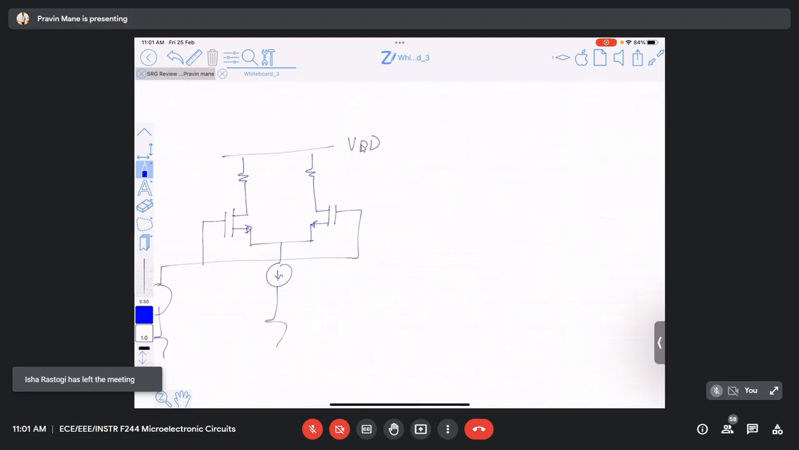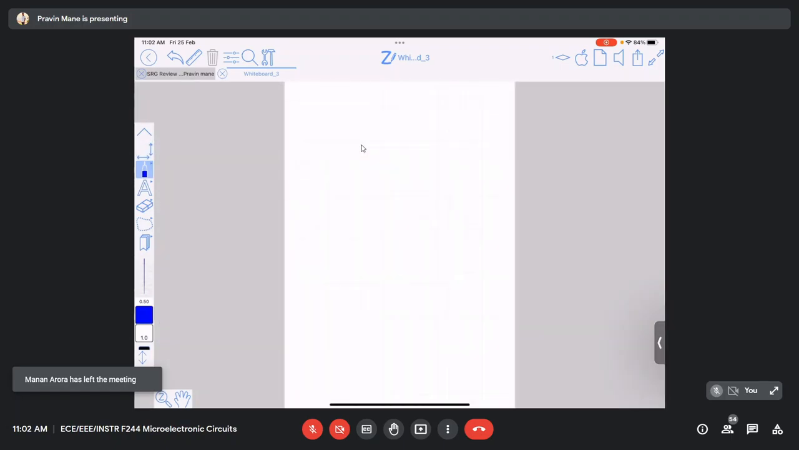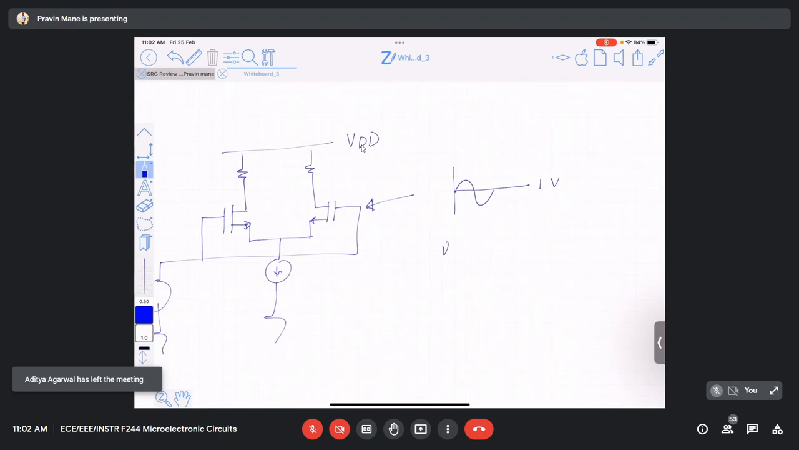So the total voltage that is applied in actual practice is some DC voltage, 1 volt, and over it a small AC voltage is superimposed. So what is the instantaneous voltage value, VD or VG? It is capital VG plus small VG, right? Right, sir. So I initially was talking about Vin CM.